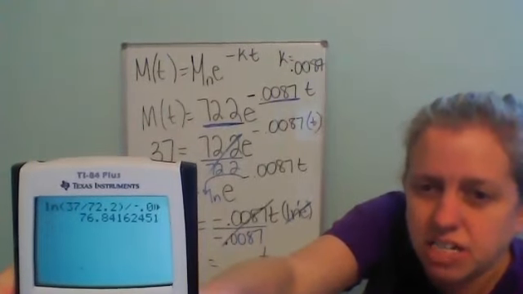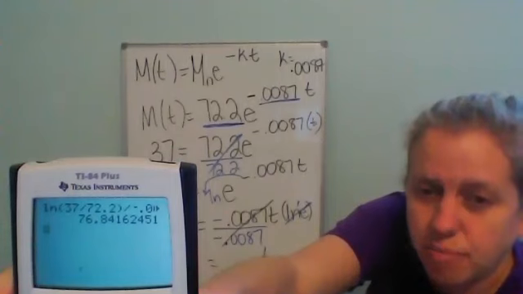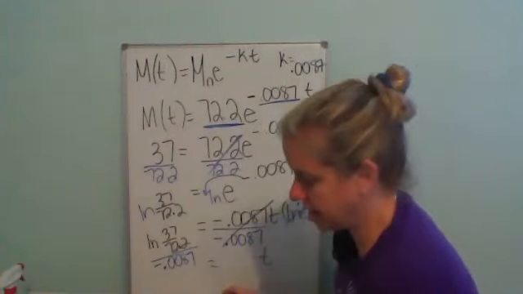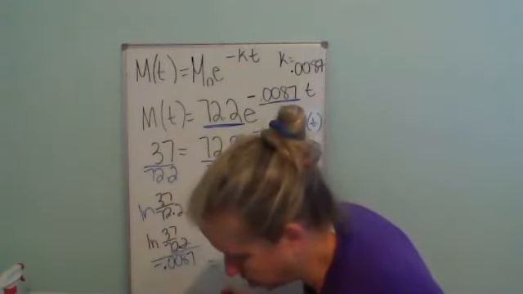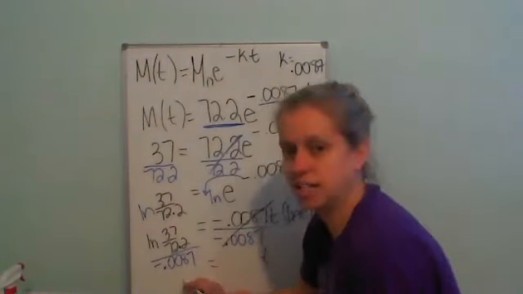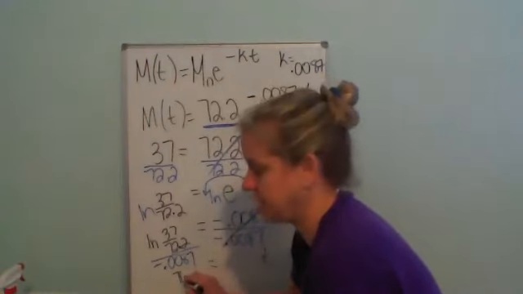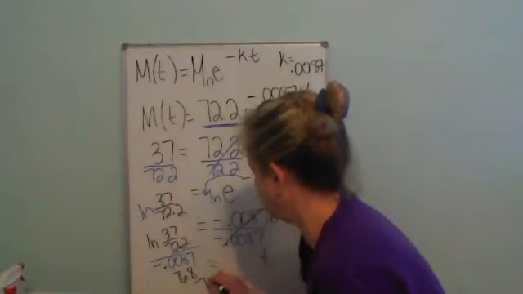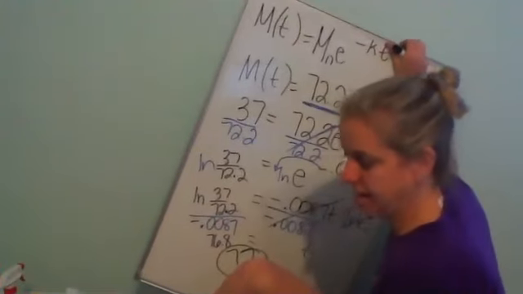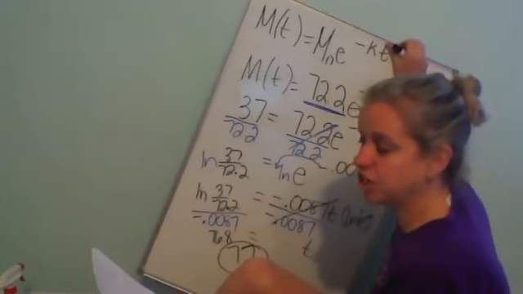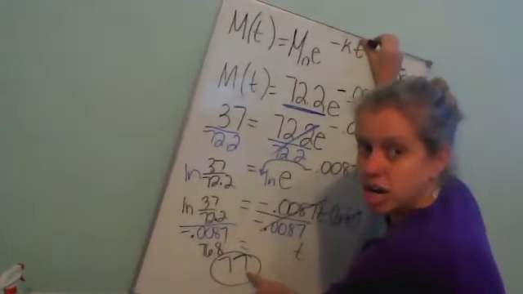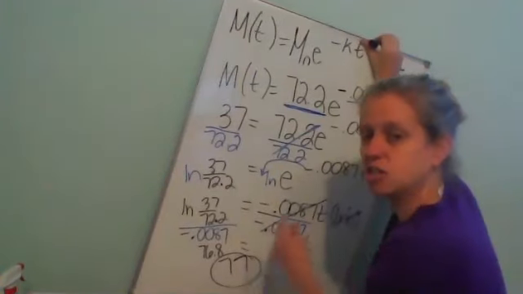So ln of 37 over 72.2 divided by the negative 0.0087. And let's see what it wants me to do. Round your answer to the nearest whole number as needed. Now, we have to be careful here how they want your answer. I got 76.8, which is really 77. But it says, at this decay rate, in which year will the percent of adults who are married be 37%? Well, it's not the year 77. That wouldn't make any sense.